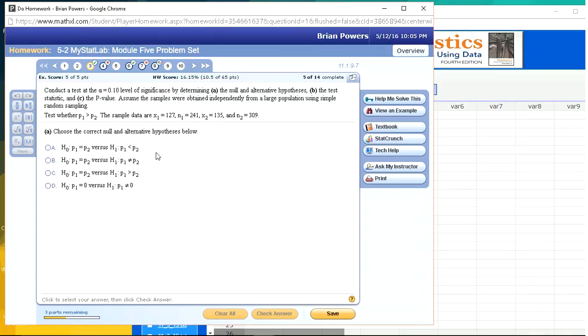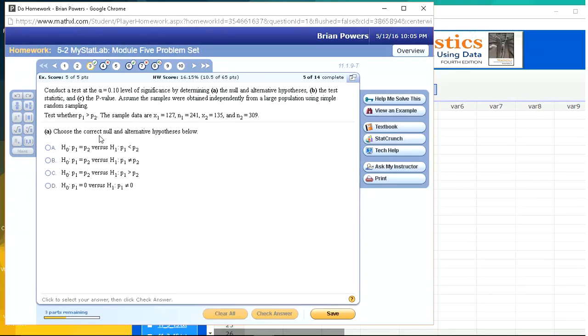Starting with 3, we're just given some data. There's no context, there's no story. We're sampling from 2 populations, and we're trying to conclude something about the difference in the 2 population proportions. So we're testing whether P1 is greater than P2.